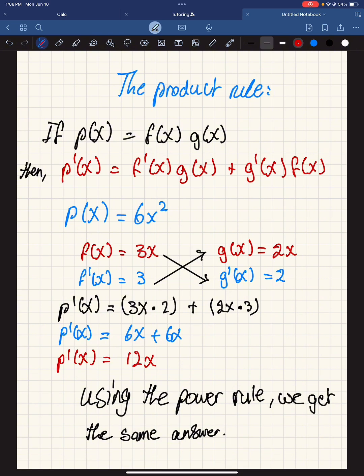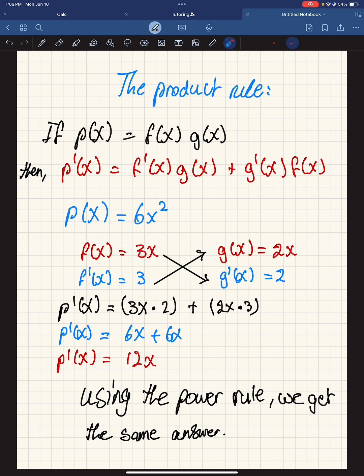And now we're moving on to the product rule. So the product rule states that if you have a function p of x, which is the multiple of two different functions, f of x and g of x, then p prime x would be the derivative of f of x multiplied by g of x, and the derivative of g of x multiplied by f of x. So it looks like p prime x equals f prime x g x plus g prime x f x.